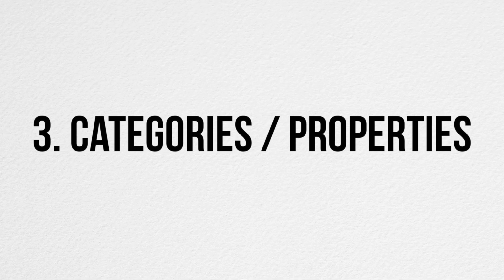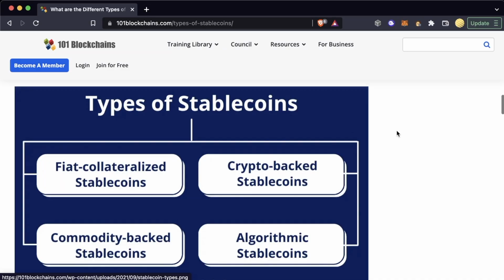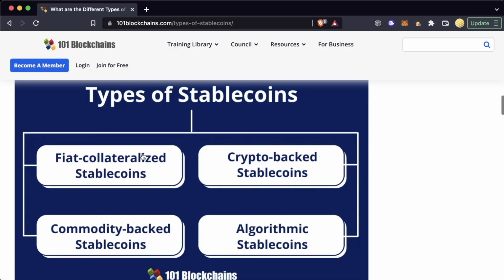Okay, so now we know what a stablecoin is and why we care. Let's talk about the different categories of stablecoins. And here is the second place I strongly disagree with traditional media. If you search for types of stablecoins, you'll get something that pulls them into categories like this: fiat collateralized, crypto collateralized, commodity collateralized, and then algorithmic.